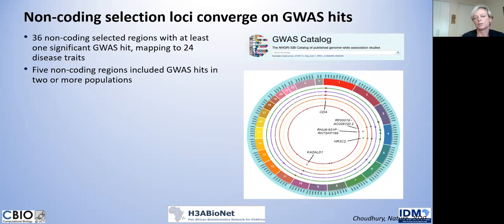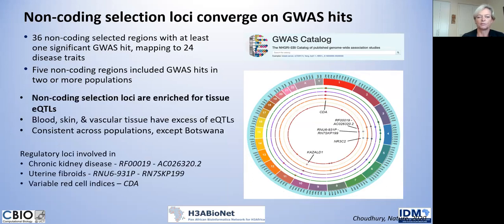What was also interesting was that the non-coding selection loci converged on GWAS hits. So there's 36 regions with at least one significant GWAS hit, and they map to 24 different disease traits. And there were also 5 non-coding regions. 5 of these non-coding regions had hits in 2 or more populations, so they weren't just population specific. Some of them also were enriched for tissue eQTLs, particularly in blood, skin, and vascular tissues. And generally, these were consistent across populations except Botswana.